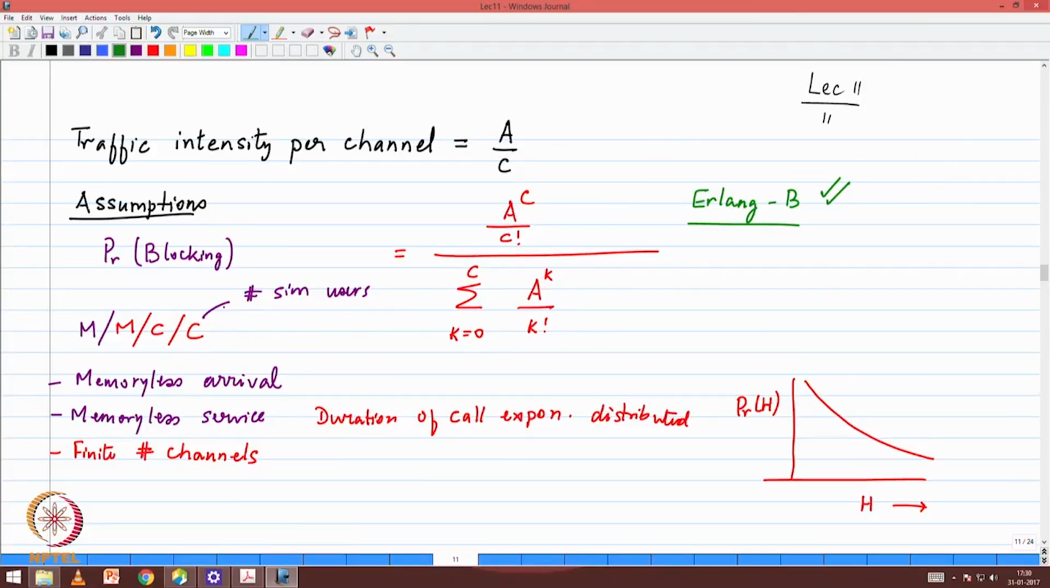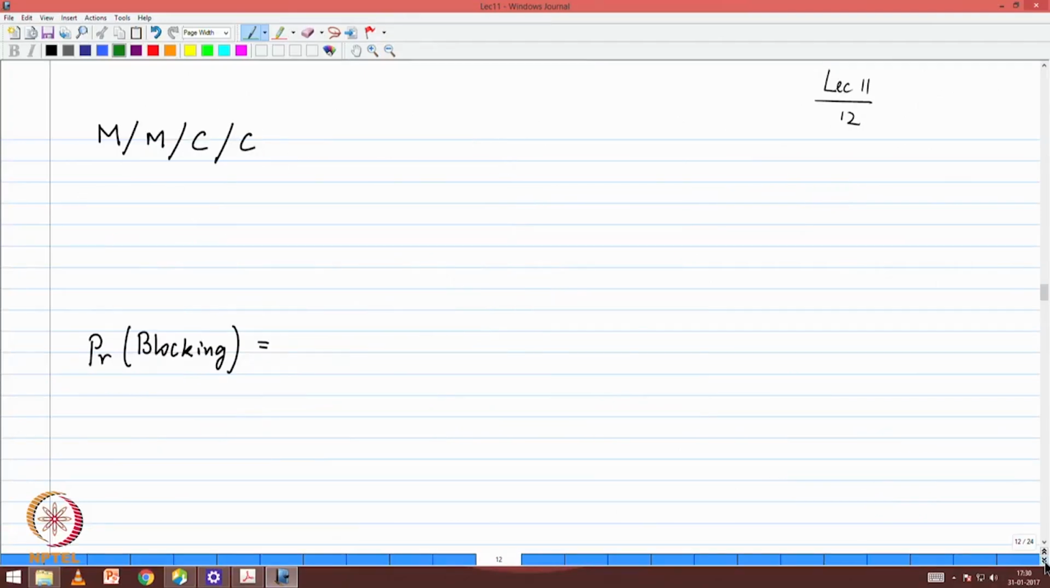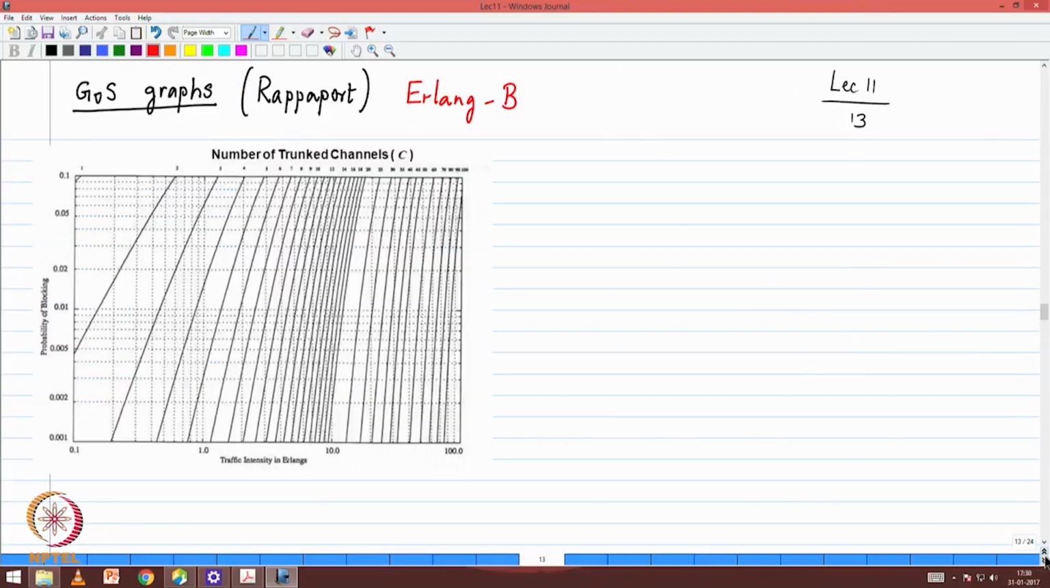Now, what I would like to do is look a little bit closer at Erlang's contribution, because there are some very, very valuable observations. So basically, quickly write down: this is memoryless arrivals, memoryless holding time, this is the number of channels, this is the number of simultaneous users. Please be clear on the notation that is being used, and the blocking probability formula we have already written. I won't do that.